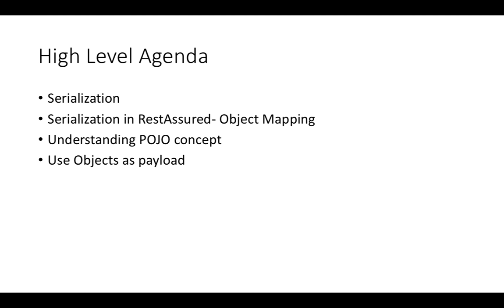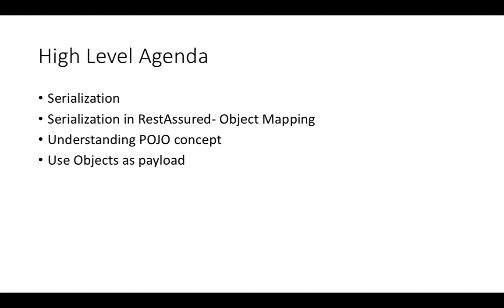We'll start with what is serialization. What is serialization in REST Assured, which is also known as object mapping. And once you understand this object mapping concept, then we'll start with the POJO concept, which is plain old Java objects. And once you understand the POJO concept, we'll convert our complete payload as an object, and we will be using it in our REST Assured.